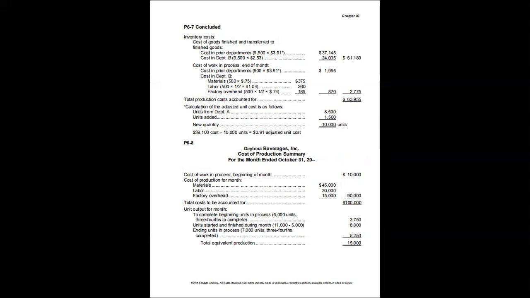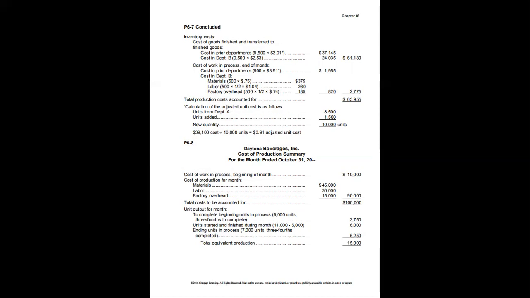Then for the cost summary, work beginning of the month, 10,000. We add materials, labor, and factory overhead. Then we have the cost of production summary for the month. So in 6-8, we now have the cost of work in process at the beginning of the month, given. So we are going to add the cost of production for materials, labor, and factory overhead. So the total cost to be accounted for is 100,000.